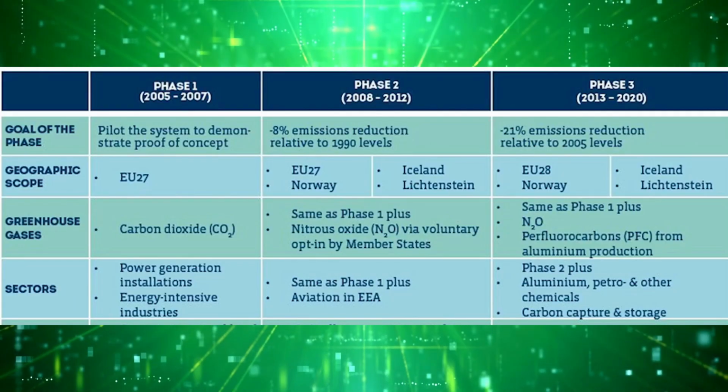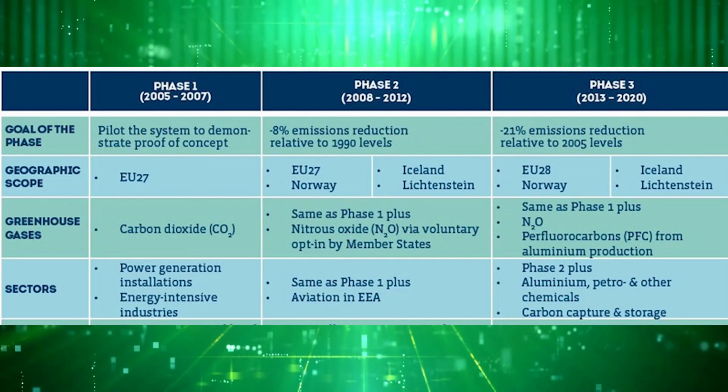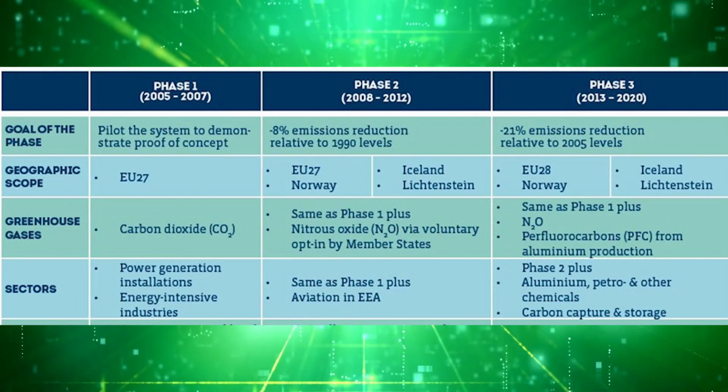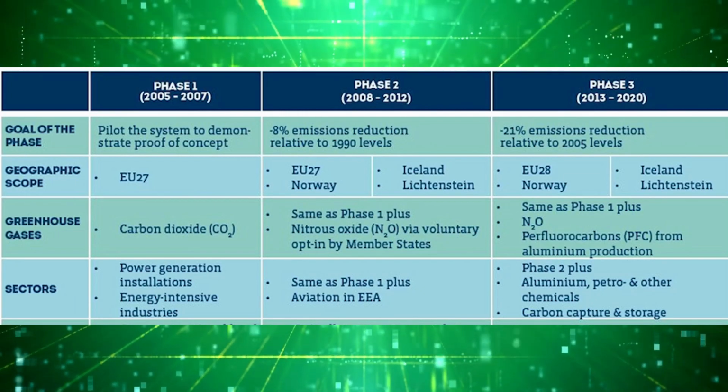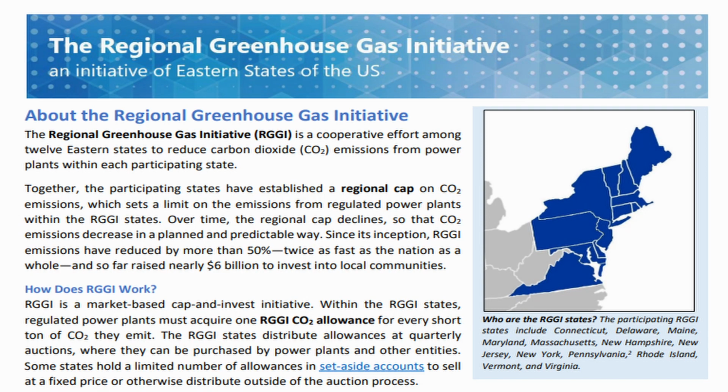Which industries are required to participate in the compliance markets can also vary by country or individual system. In the EU, their system covers a variety of industries like power plants, aluminum or petrochemical companies, and more. But under the Regional Greenhouse Gas Initiative, or RGGI by contrast, it's just power plants in that region.